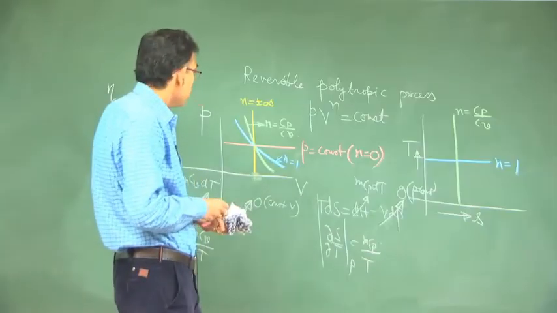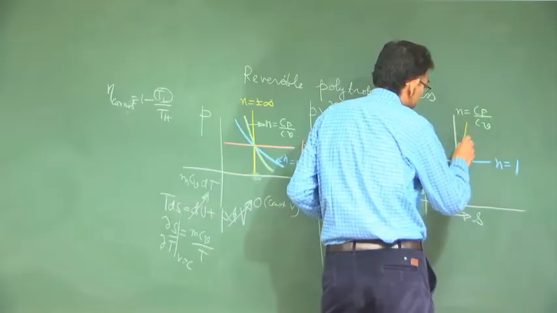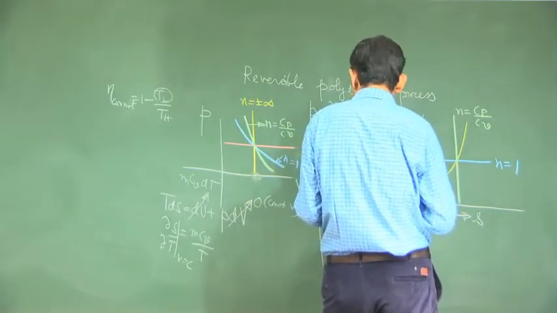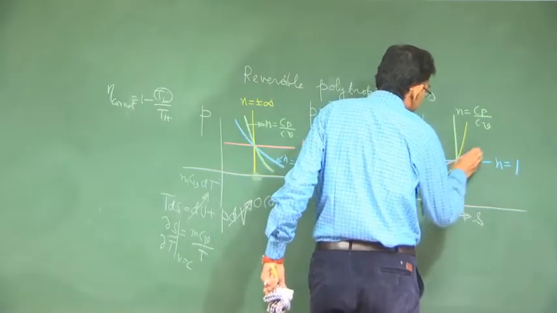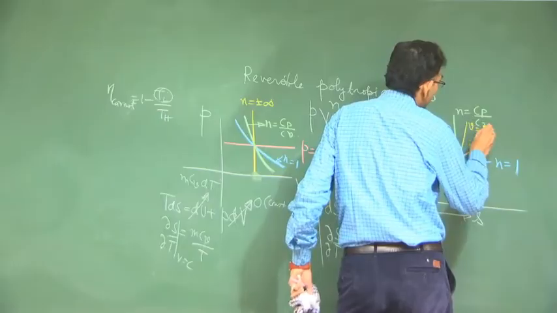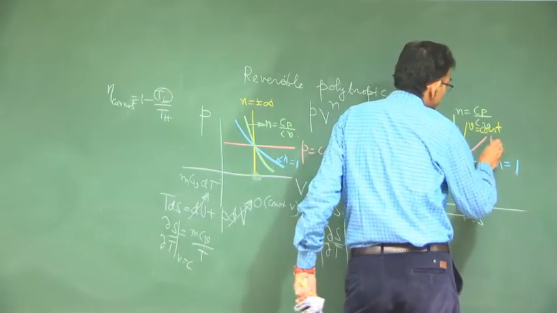So constant volume is that yellow line and constant pressure is the pink line. So this is V equal to constant, this is P equal to constant.